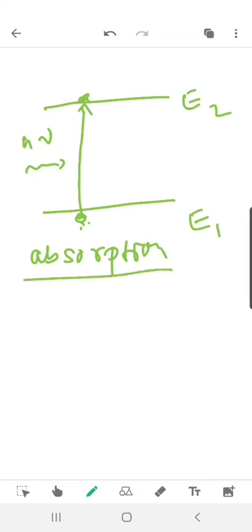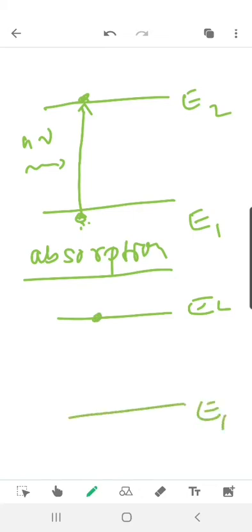Fine. Now we have electron at energy E2. We have electron in the energy state E2. We have electron here, and this E1 was our ground state. The excited electron will stay on higher energy level for a very short period of time. It will remain in higher energy level for a time duration of 10 raised to the power minus 8 seconds.